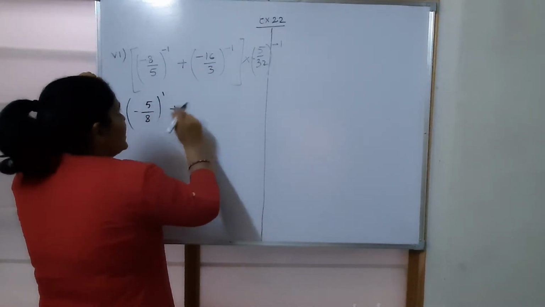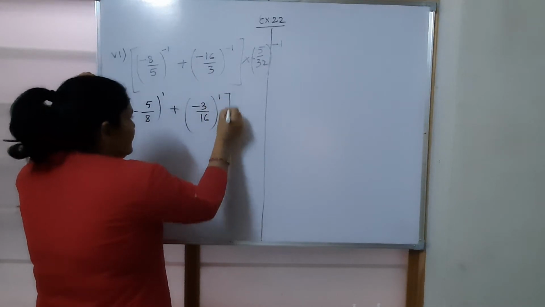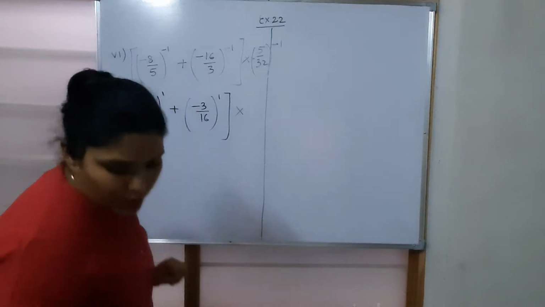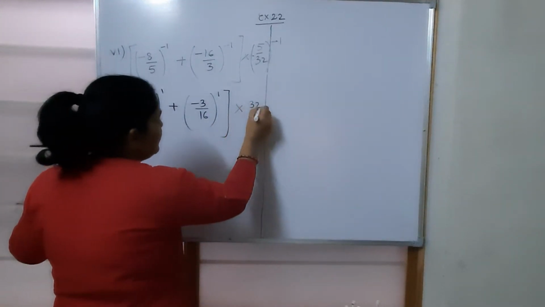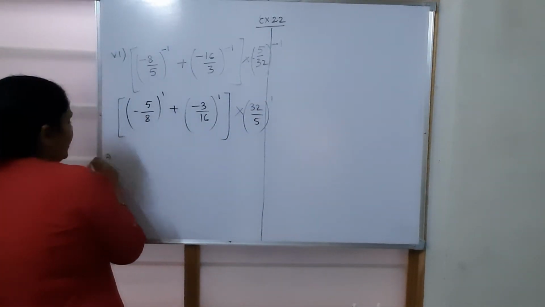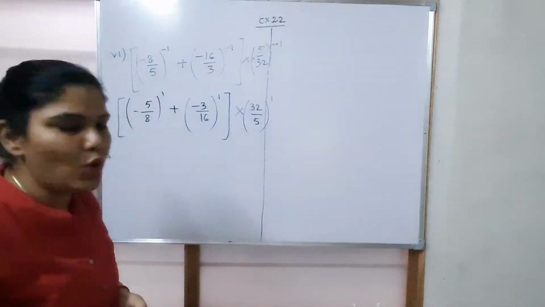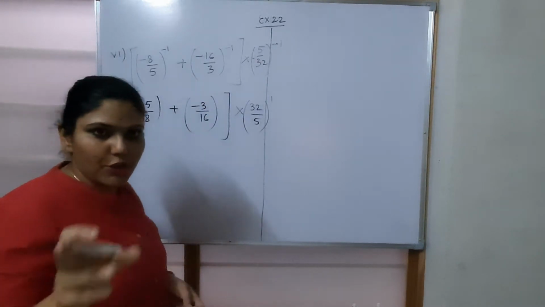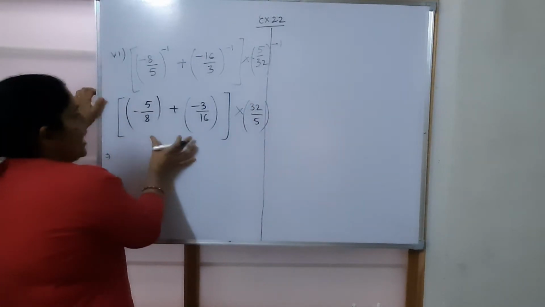And this is minus 3 upon 16 and the power will be 1. This is multiplied with again 32 upon 5, it is 5 upon 32 in the question. So it will be 32 upon 5 and the power will be positive. So just look here. Now minus 5 upon 8 raised to the power 1 is what? Minus 5 upon 8, and minus 3 upon 16 raised to the power 1 is again minus 3 upon 16. So I am just removing this power 1. Now how would I solve this?